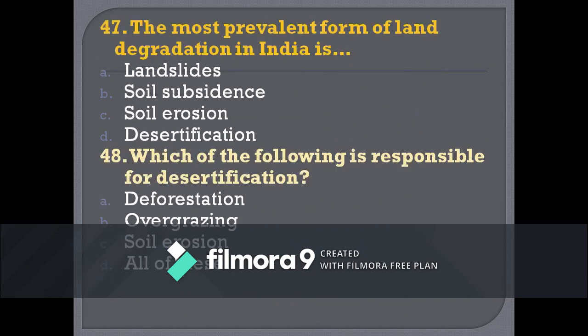The most prevalent form of land degradation in India is, of course, desertification. Then going to question number 48, which of the following is responsible for desertification? Deforestation, overgrazing, soil erosion. So all these are responsible for the desertification. Therefore, all of these is the right answer.